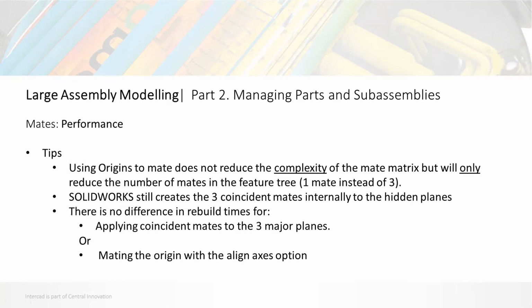Just to round out, one last tip for mate performance. There is an option when you put an assembly or a part into an assembly where you can mate the origin with the align axes option. Using origins to mate does not reduce the complexity of the mate matrix. It will only reduce the number of mates in the feature tree, so you only get 1 instead of 3. SolidWorks still creates the 3 coincident mates internally to the hidden planes, so there's no difference in rebuild times for applying the 3 coincident mates to the major planes or mating the origin with the align axes option if you're doing things that way.